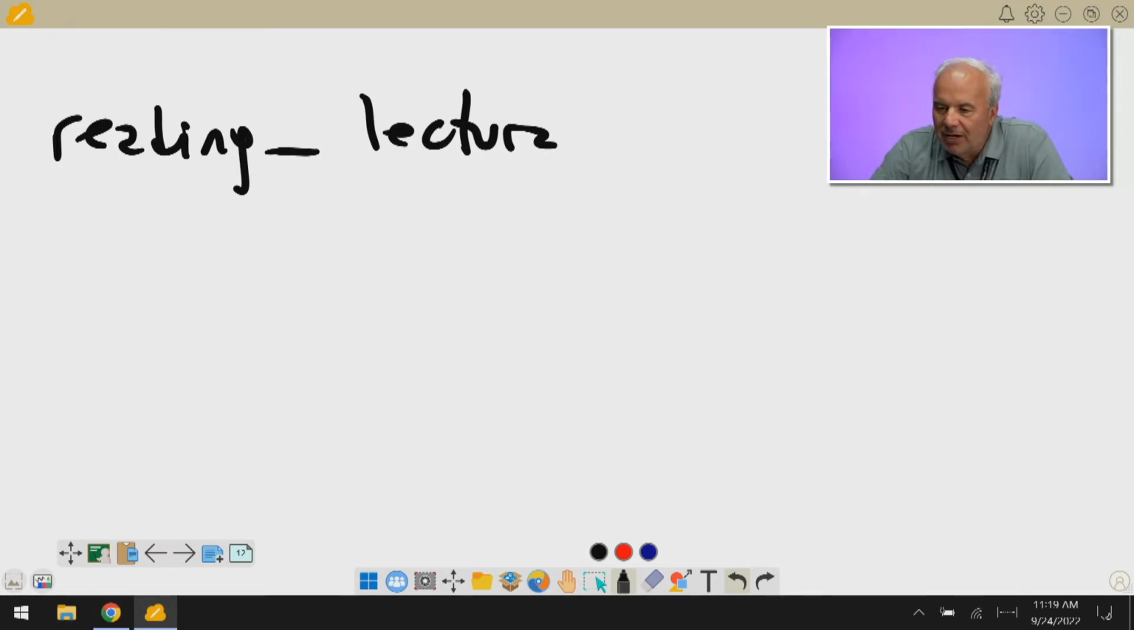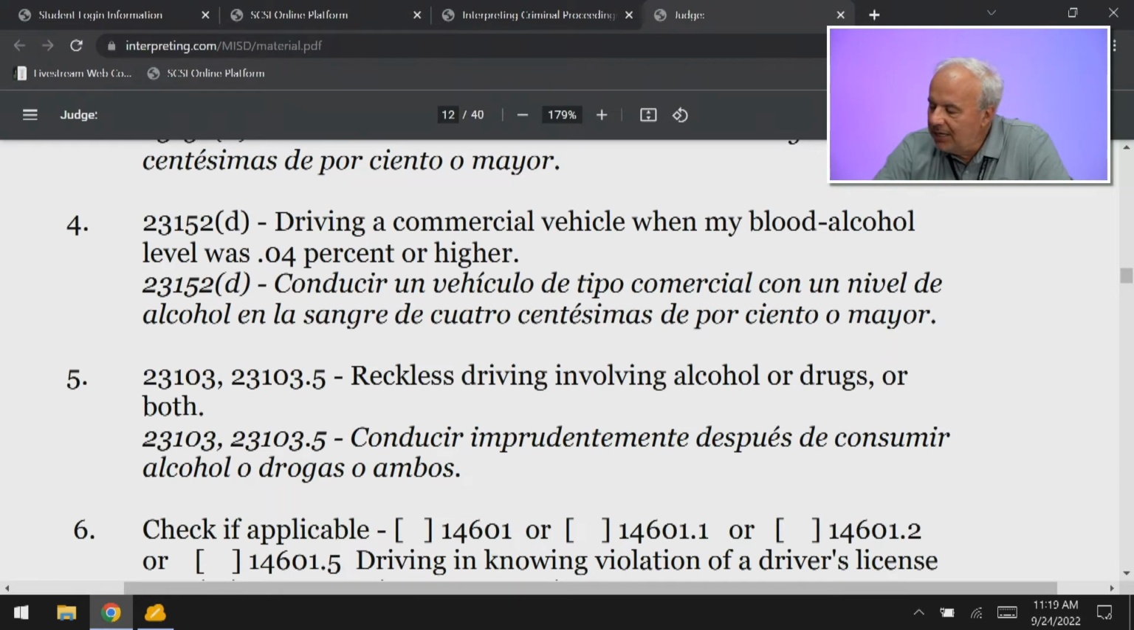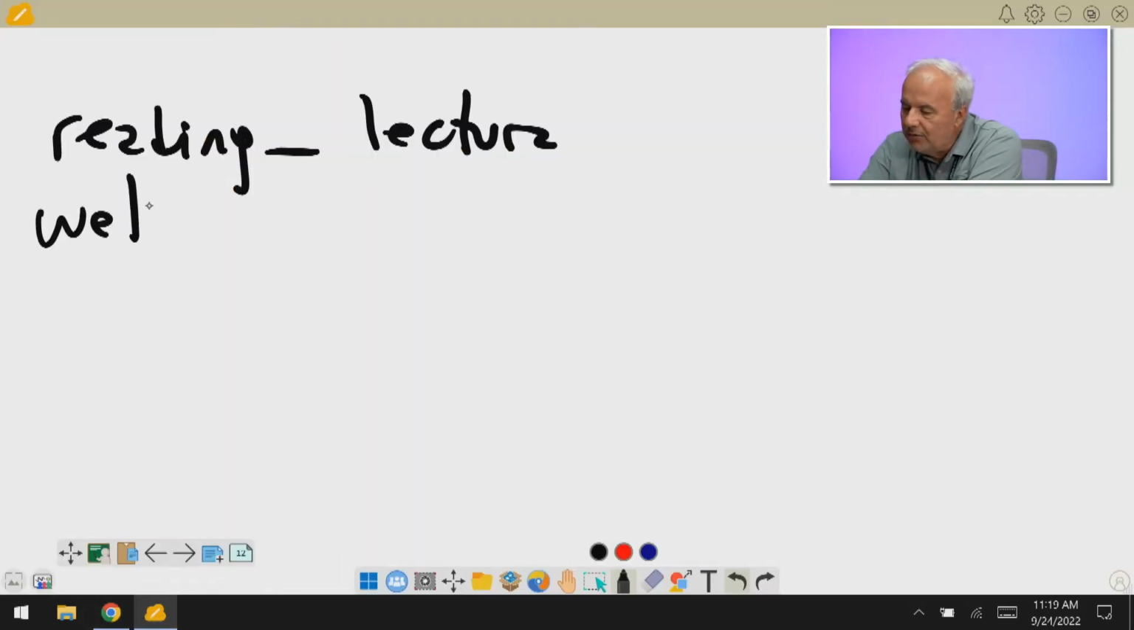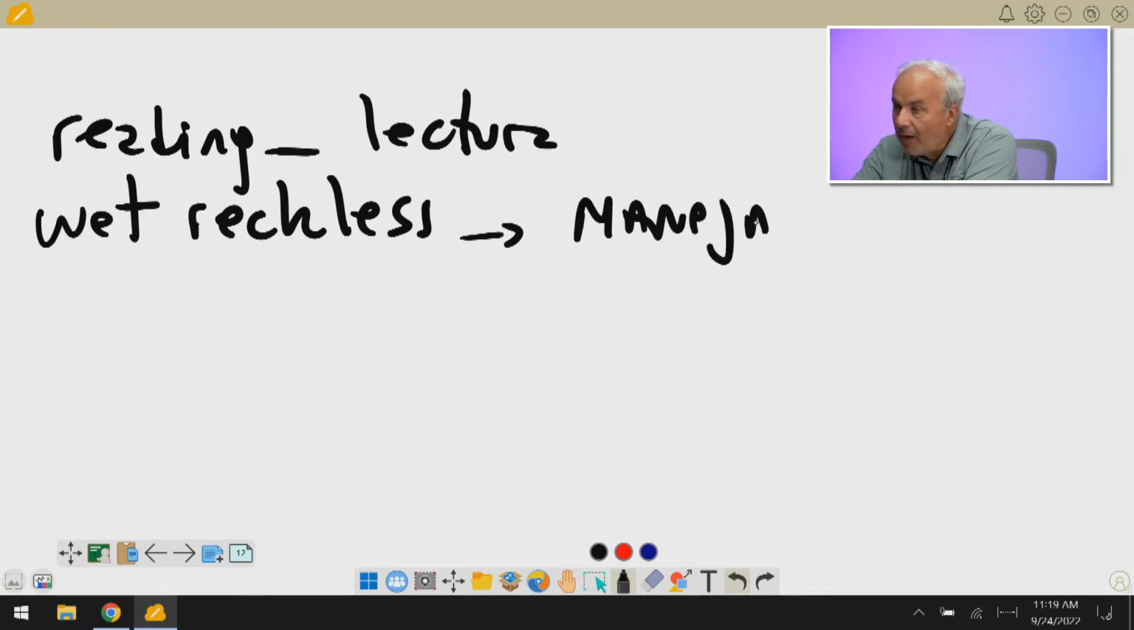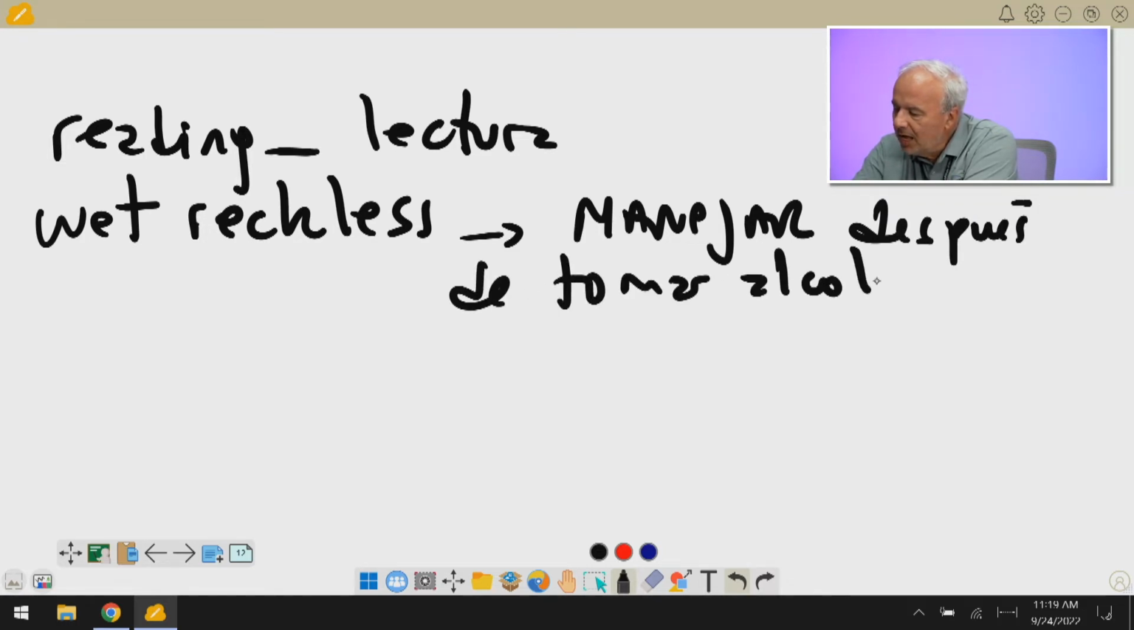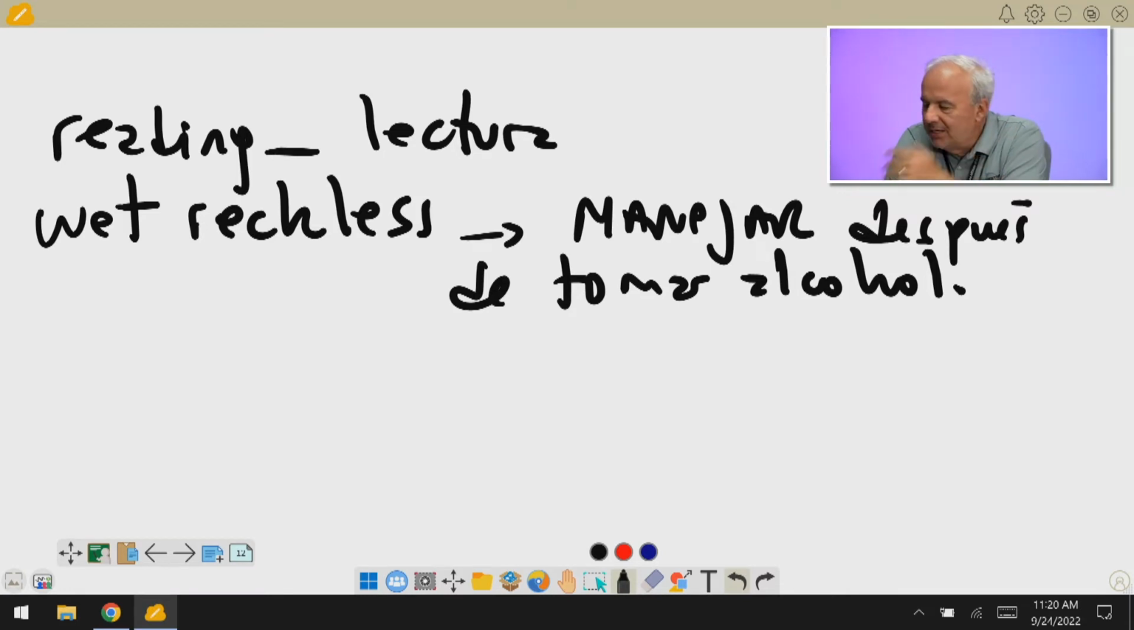So when somebody is under the influence of alcohol because he has a blood alcohol level of 0.08, sometimes the DA decides to charge with reckless driving involving alcohol. That's called in the court wet reckless, which in Spanish is manejar después de tomar alcohol. See, it doesn't say how much, and obviously it's going to be less than 0.08, otherwise they will charge you directly with that, which is the 23152A, which is driving under the influence of alcohol.